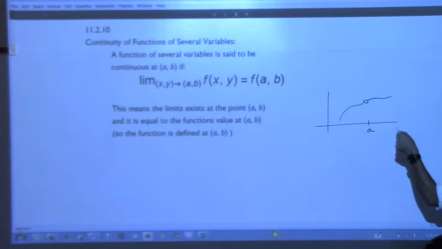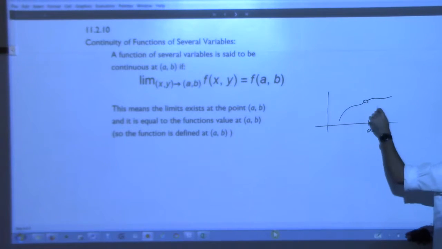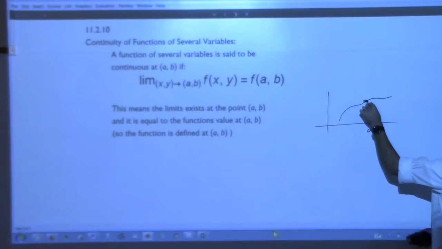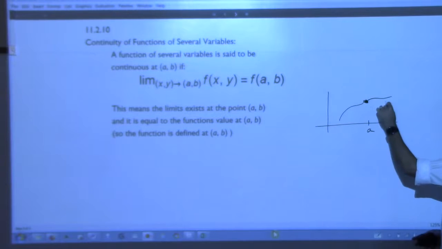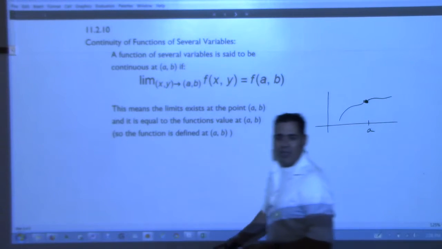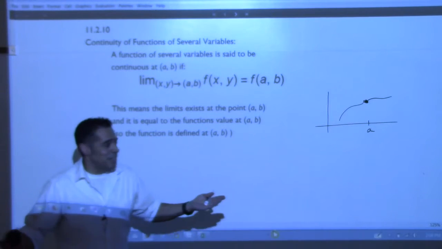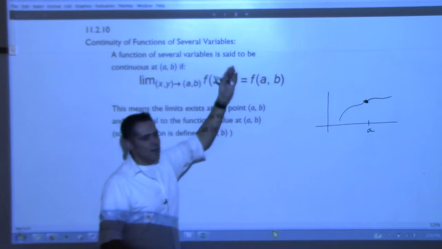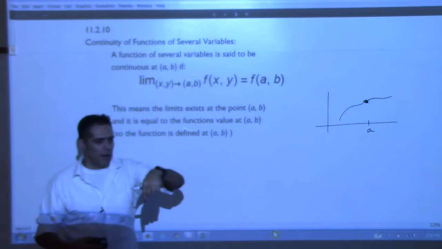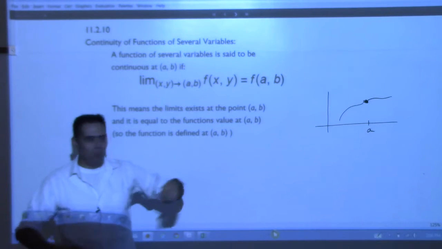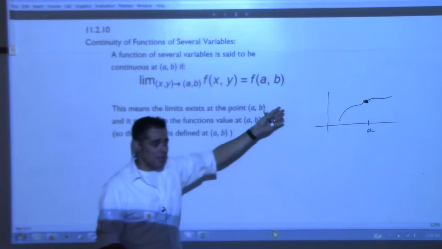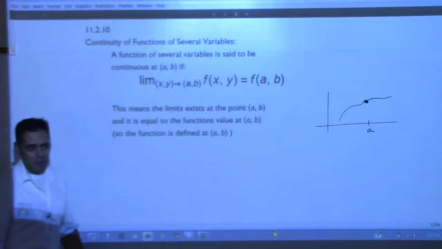Is this function continuous at A? No, because there's a hole. So to have continuity, we need it to be filled in here, right? That way we can draw without picking up our pencil. So if we're going to talk about continuity here, the first condition is that the limit exists. And then that we have a filled in hole there. We already know how difficult it is to show that the limit exists. So showing that something is continuous is also very difficult to do.